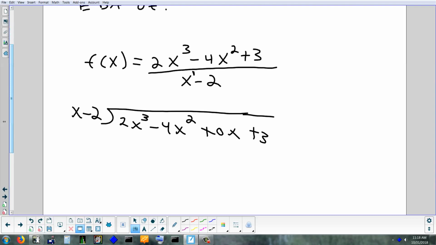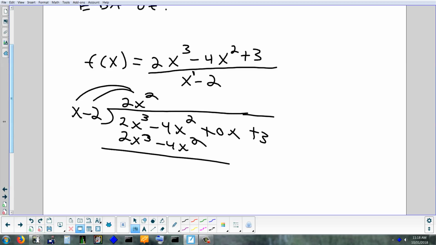All right. So let's start 2x cubed divided by x. How about Isabel? What's 2x cubed divided by x? Close. Something in front of it as well. 2x squared. So we get 2x squared. Multiply it back out. 2x squared times x. And then 2x squared times negative 2 is negative 4x squared. And what do we do with those columns when we do long division? Subtract.